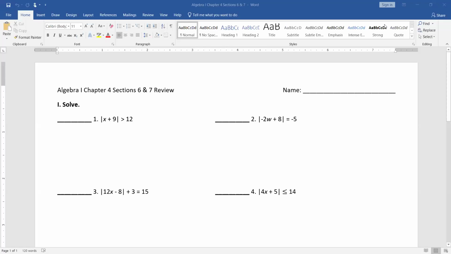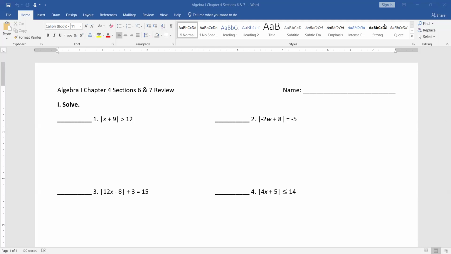Recording in progress. This video covers the review of section 6 and 7 in chapter 4. We're talking about absolute value equations and inequalities and what those look like in the process we go through in order to solve them.